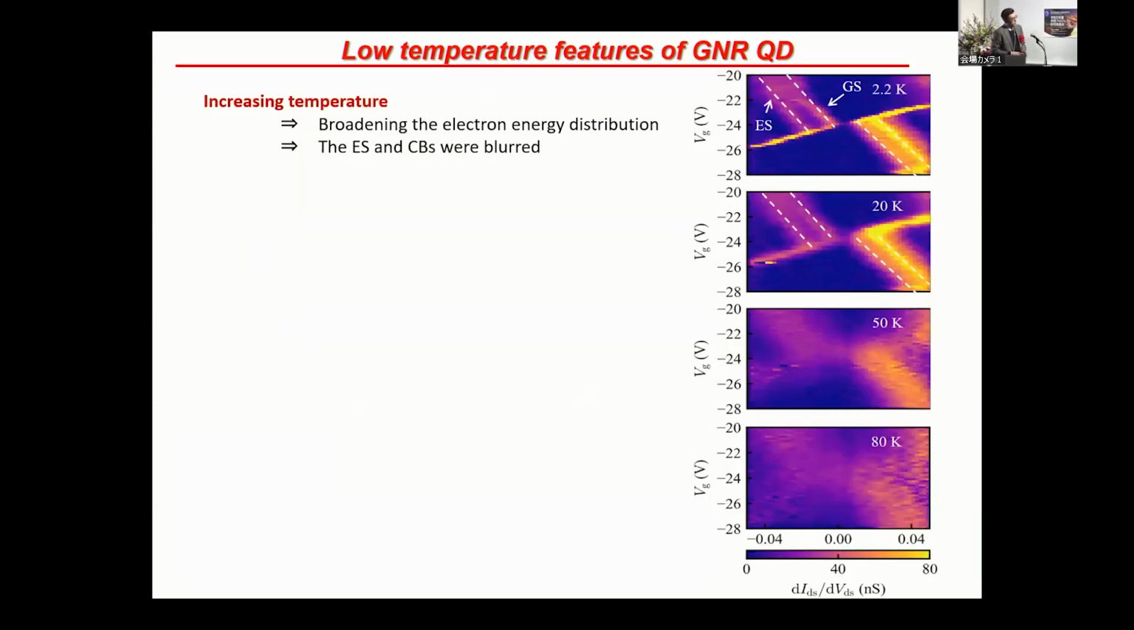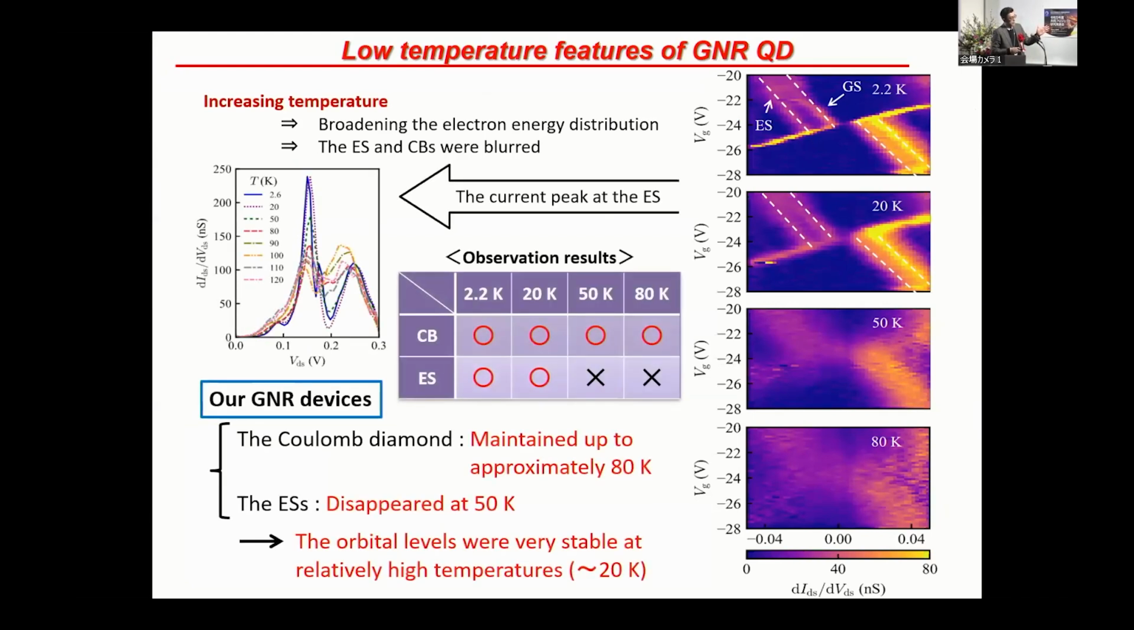We also checked the temperature stability. We slightly increased the temperature: 20K, 50K, 80K. So as we expected, with increasing temperature, each of the lines becomes broader like that. But at least up to 20K, these excited states can still survive.